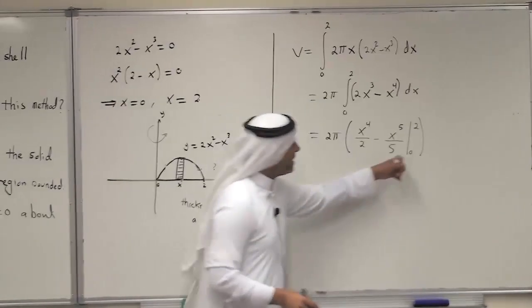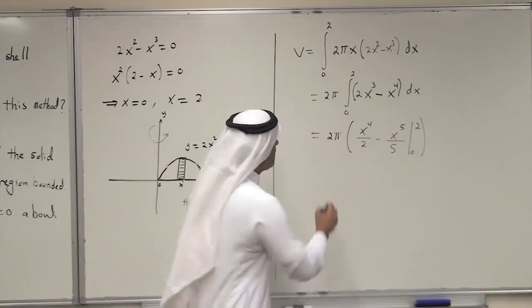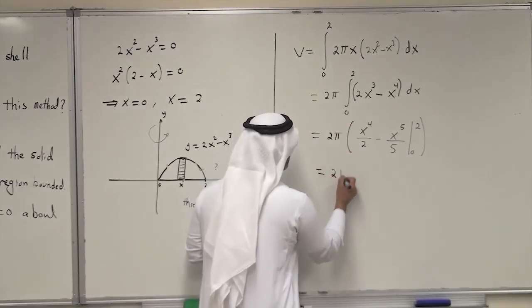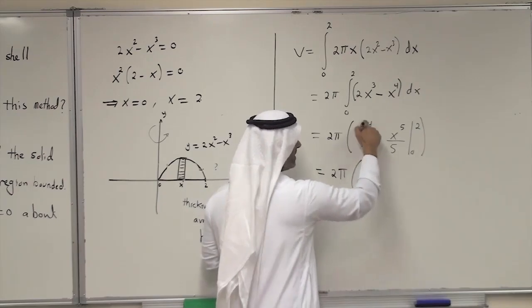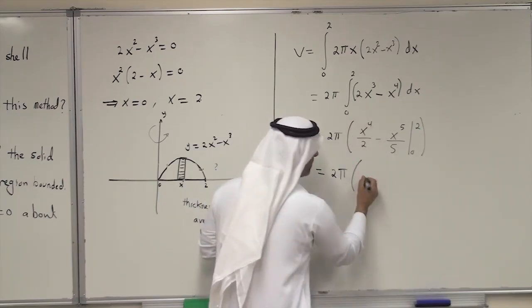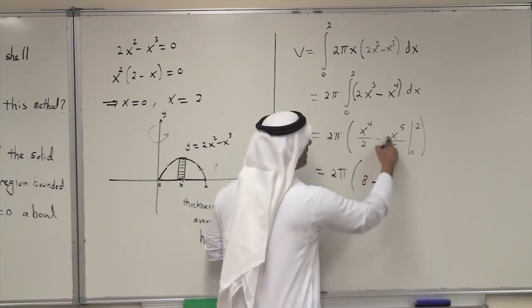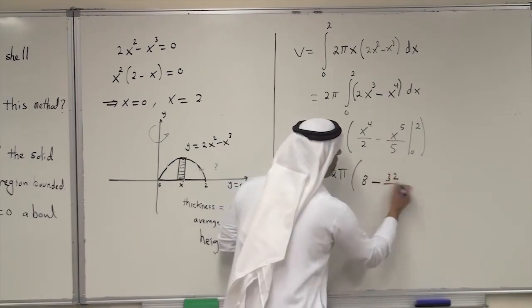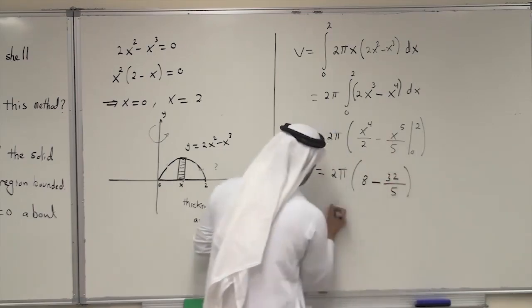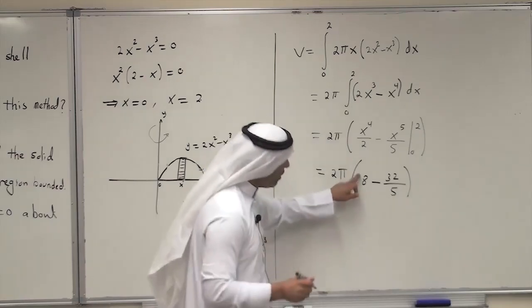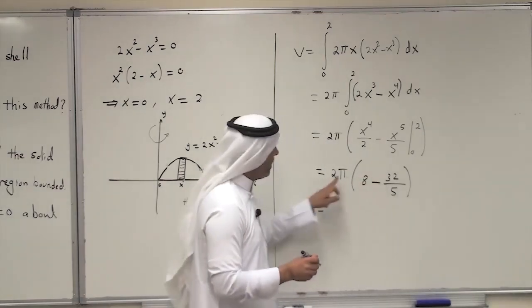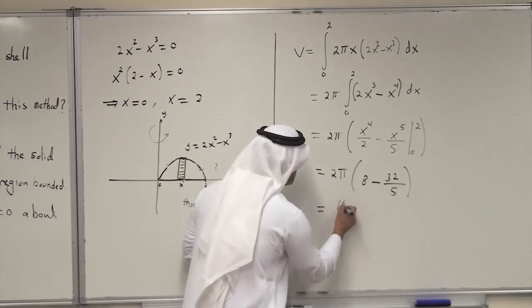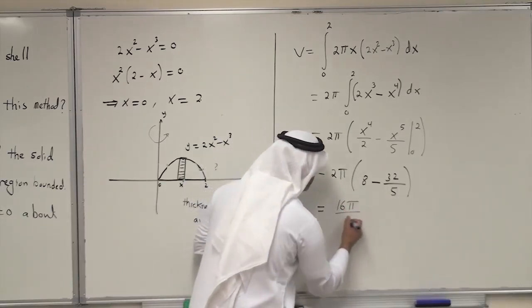Of course, the evaluation at 0 gives zeros for both. So we just evaluate at 2, to give 2 pi times. If you substitute here, 2 to the power 4 will be 16. 16 divided by 2 is 8, minus 32 over 5. If you simplify this, it is 40 over 5 minus 32 over 5, which is 8 over 5, times 2 pi, that is 16 pi over 5.